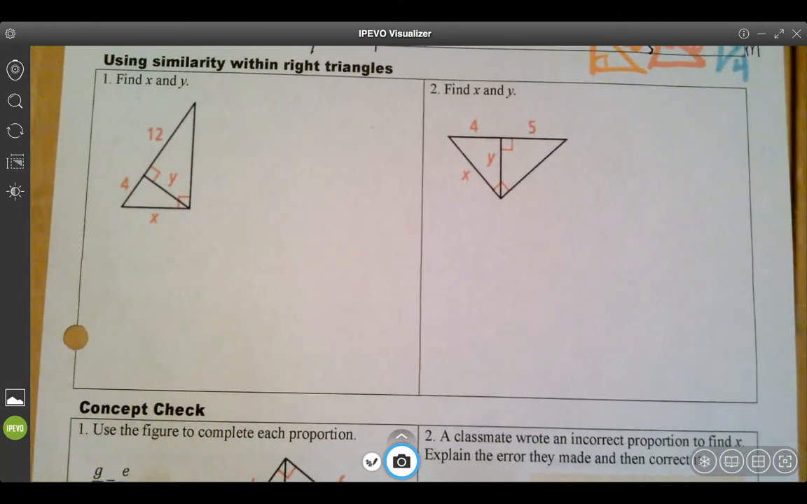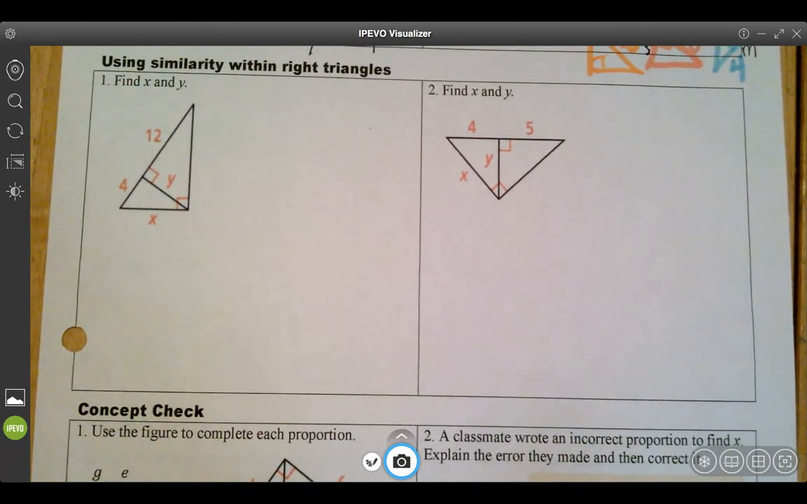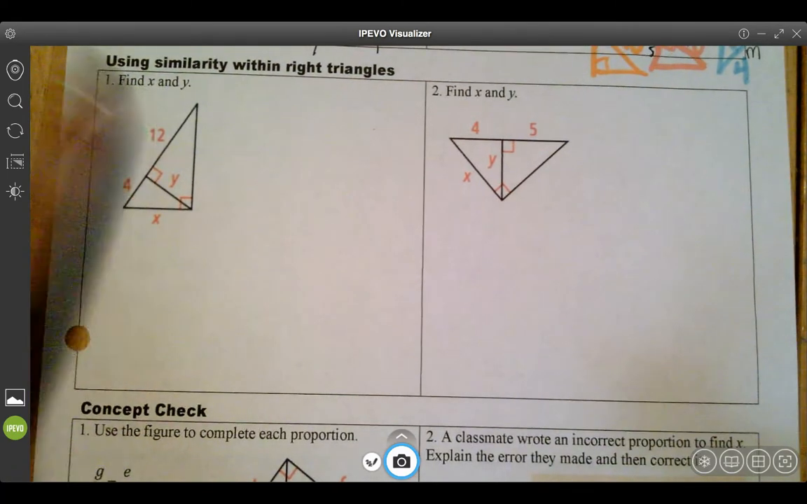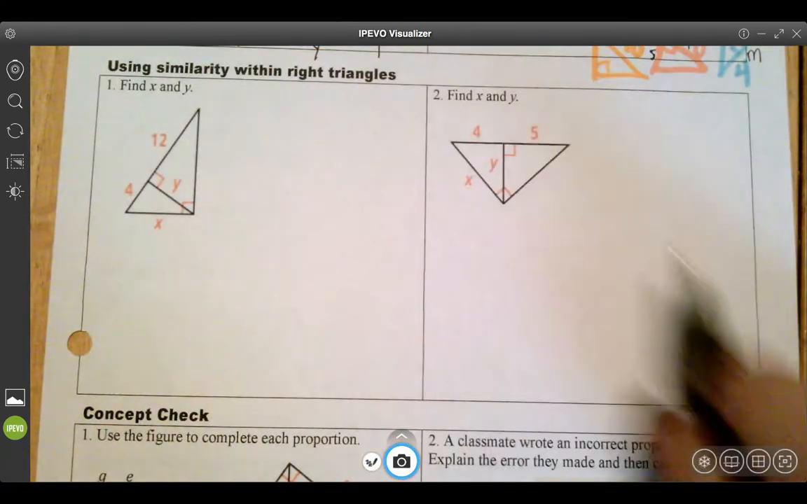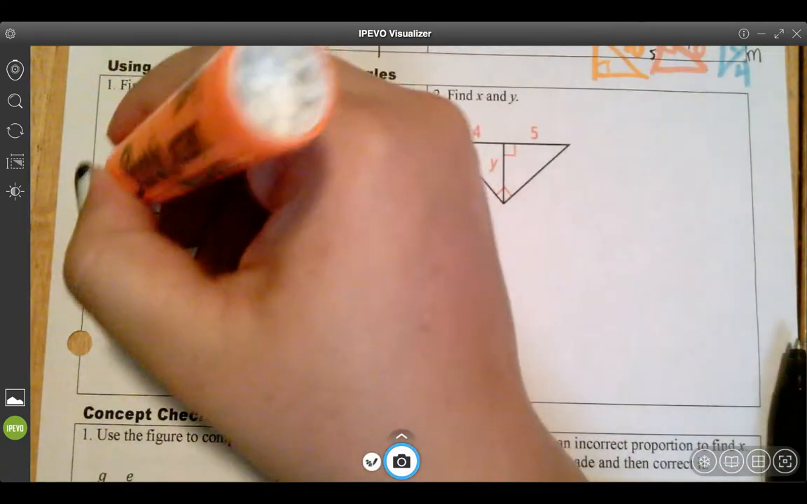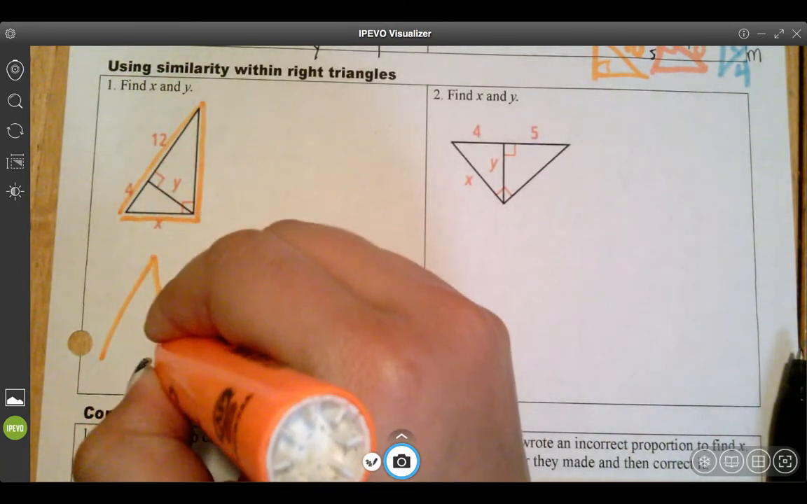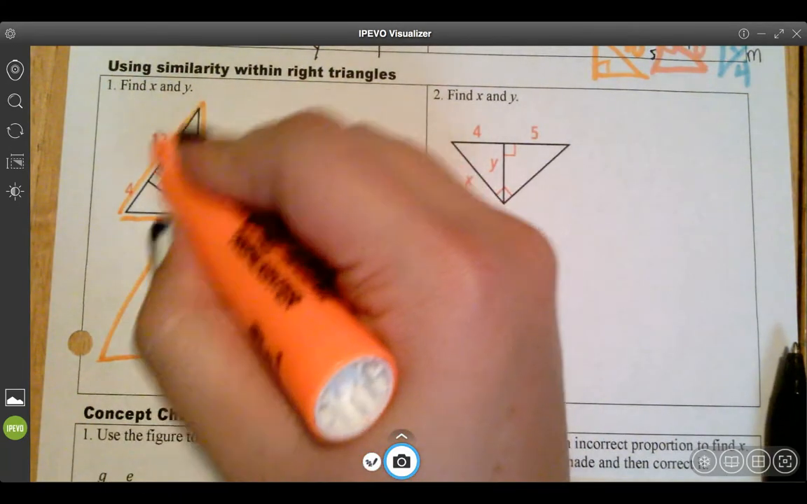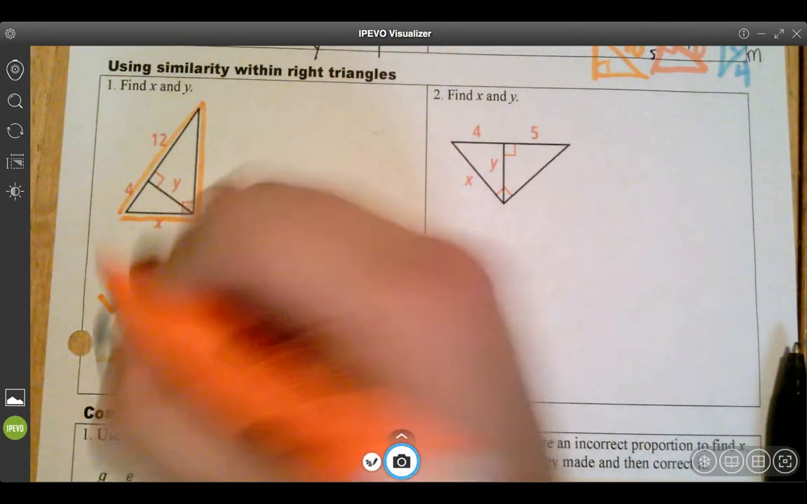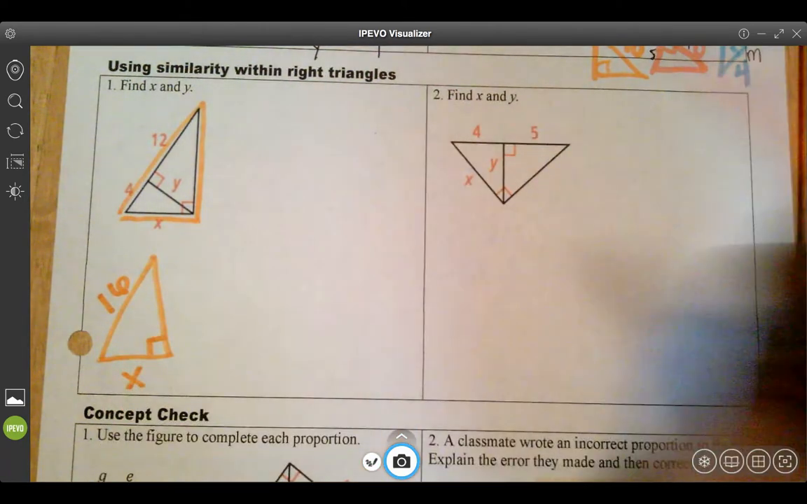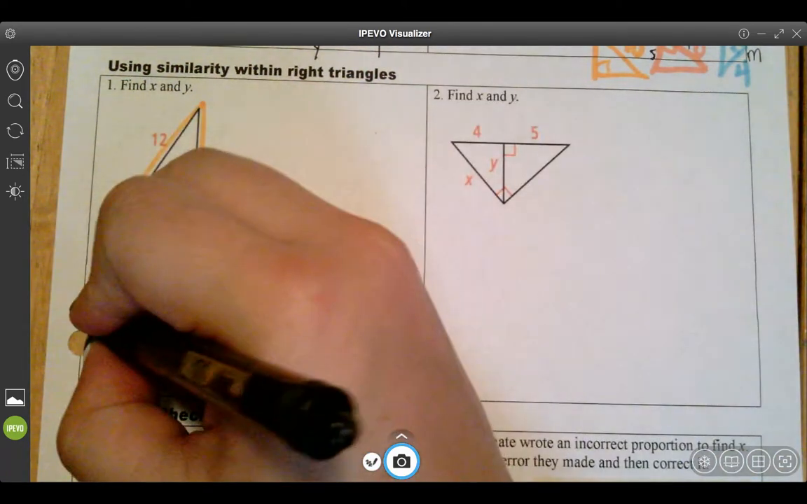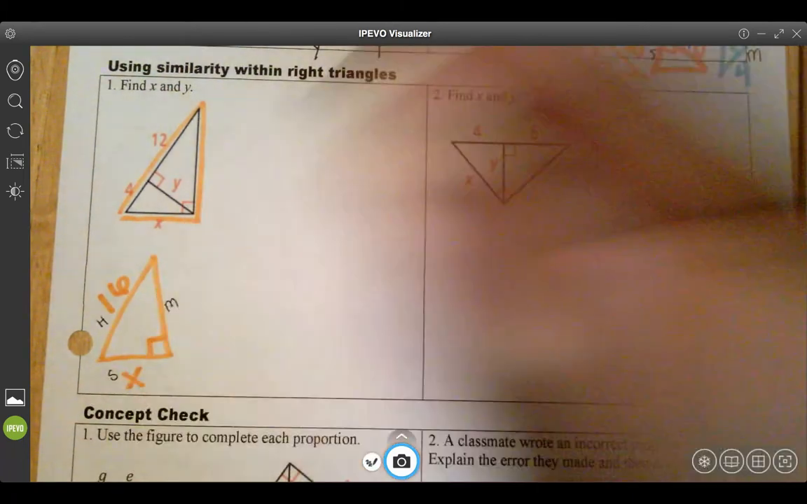For the next example, I'd like you to try them and then put your answer into Edpuzzle, and then I'll go over them after you put in your answer. So for the first one, we want to find X and Y. So again, I'm going to draw out these triangles. So we have the big triangle here in orange. The hypotenuse is 12 and 4 together to make 16. The small leg is x. So this is hypotenuse, small, medium.